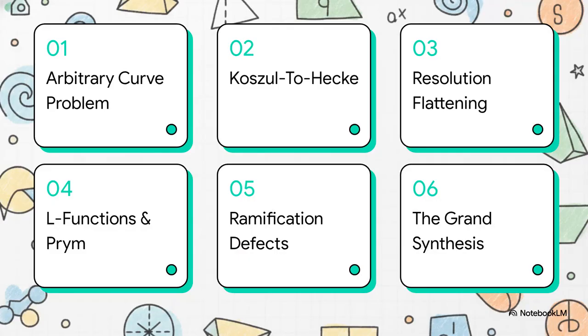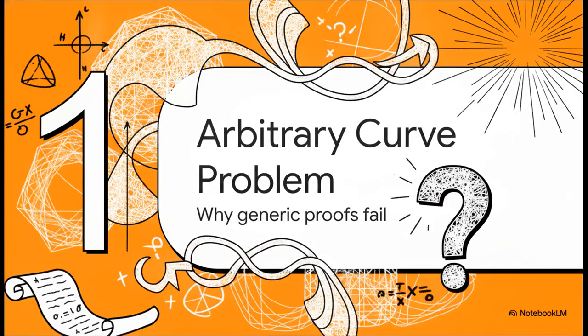We've got a ton of fascinating math to cover. We are going to walk through the arbitrary curve problem, build the Koszul to Hecke dictionary, look at resolution flattening via Satake, dive into L-functions and prime fibers, stabilize some ramification defects, and wrap it all up with the grand synthesis cycle. So, part 1, the arbitrary curve problem.